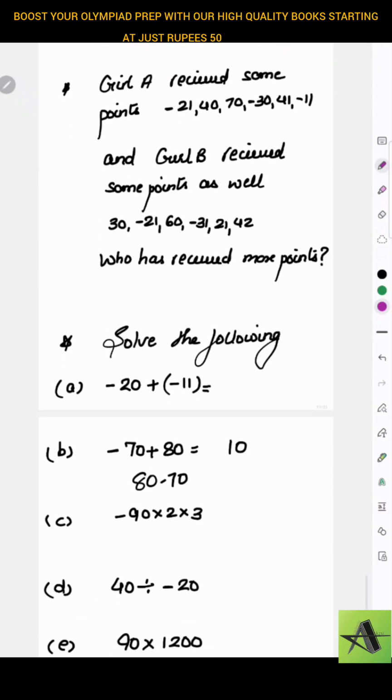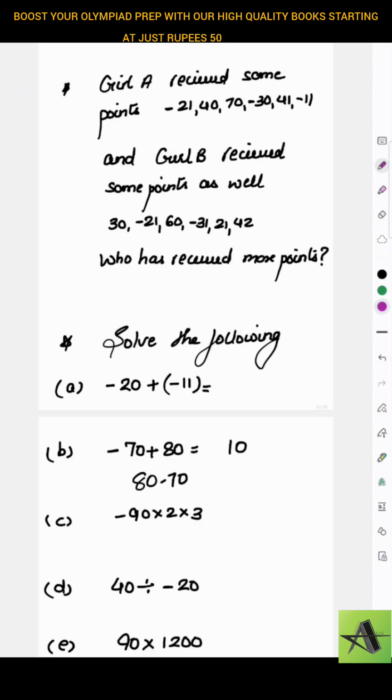Moving on to the next question. Girl A received some points: negative 21, plus 40, plus 70, negative 30, 41, negative 11. And girl B has received some points, which is 30, minus 21, 60, minus 31, 21, 42. And we have to find who has received more points. That means we need to add it up. That's all we have to do.